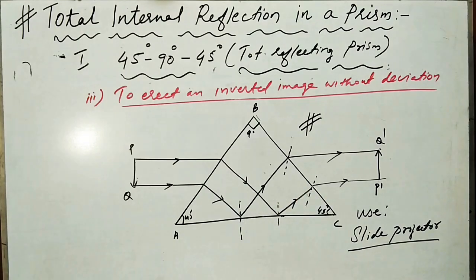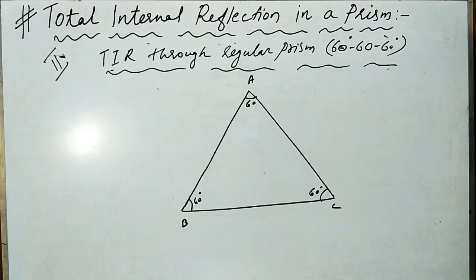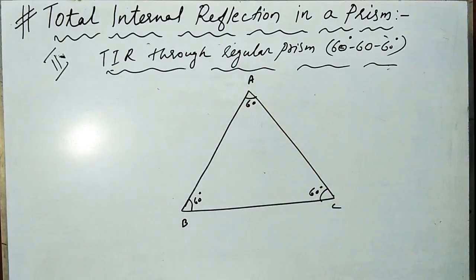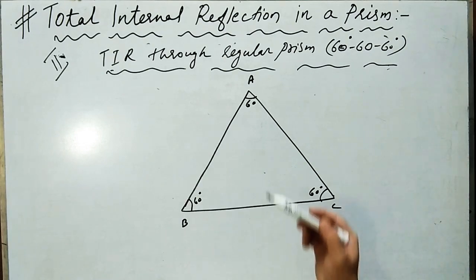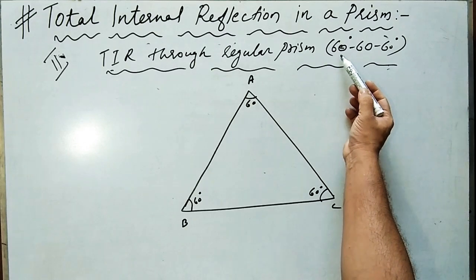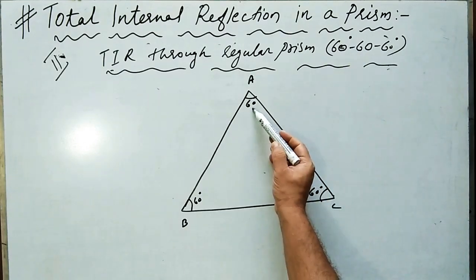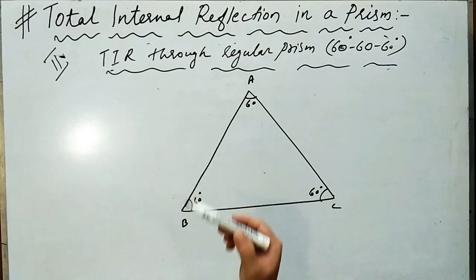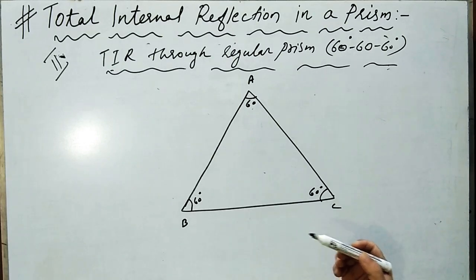Alright, fine. We have seen the action of a right angled isosceles prism and its different uses, 3 uses, and how the TIR is taking place through a right angled isosceles prism. Now in the second case, we will study the action of a regular prism. What is a regular prism or equilateral glass prism? A regular prism has all 3 angles 60 degrees each, 60, 60, 60. Such a type of prism we call a regular prism or equilateral glass prism. Let us see how the total internal reflection is taking place through a regular prism and through how much angle the light ray is getting turned.